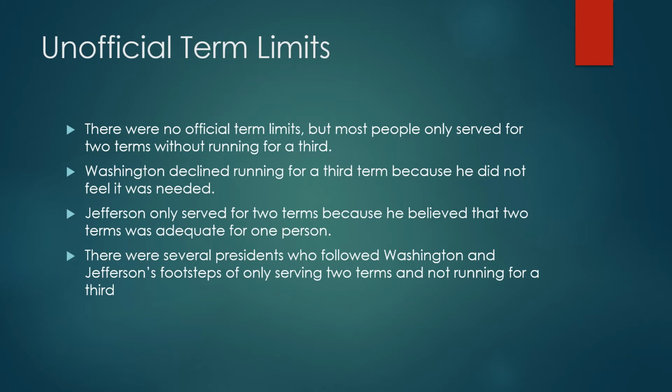So now I'm going to speak about the unofficial term limits. There were no official term limits, but most of the presidents only served two terms without even running for a third. This is mainly because our first president, Washington, declined to run for a third term just because he did not feel it was needed. And then our third president, Jefferson, only served two terms because he believed that two terms was adequate for one person. After this, several presidents followed in their footsteps and only served two terms without even attempting to run for a third.